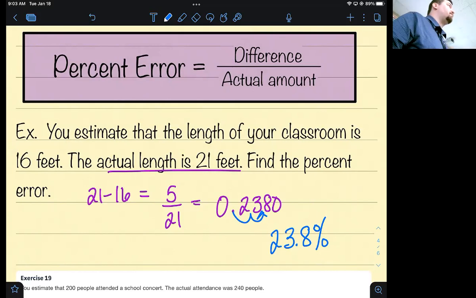Yes. What would your percent error be? So what would your percent error be? That's right, 0%. There was no error, right? Your guess was exactly what it was. There was no difference. So your difference would be 0, that's 0%.